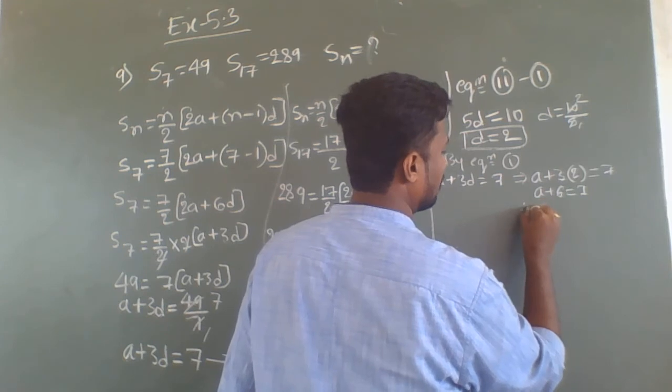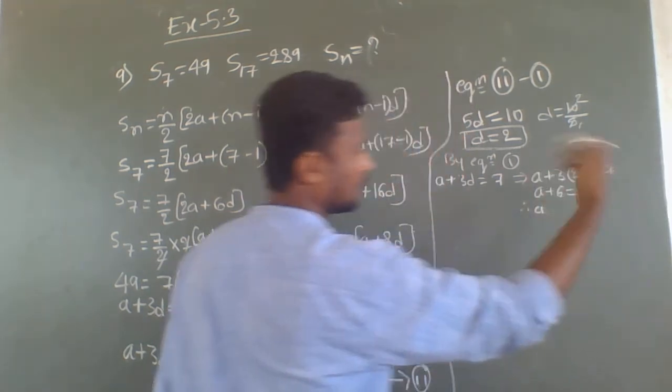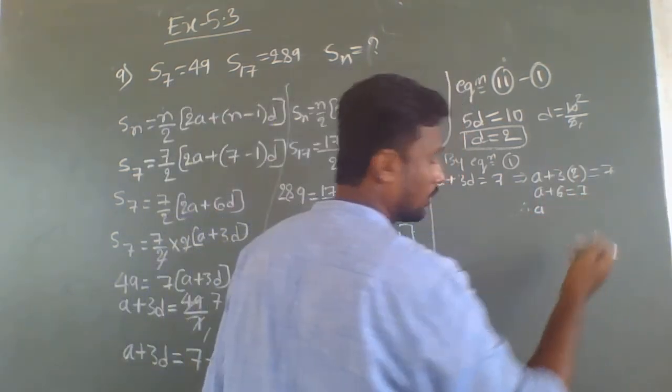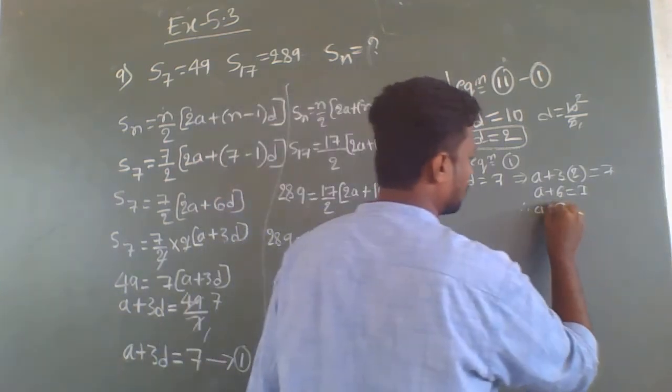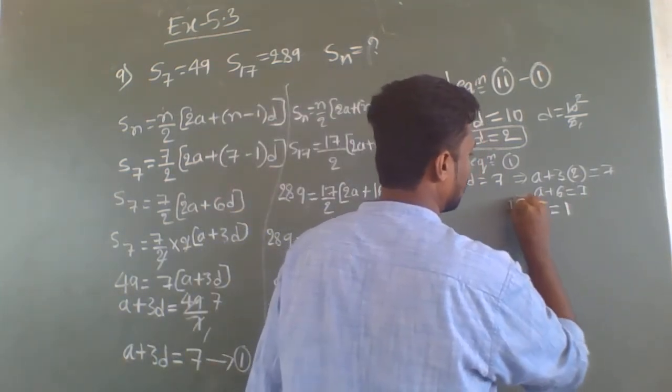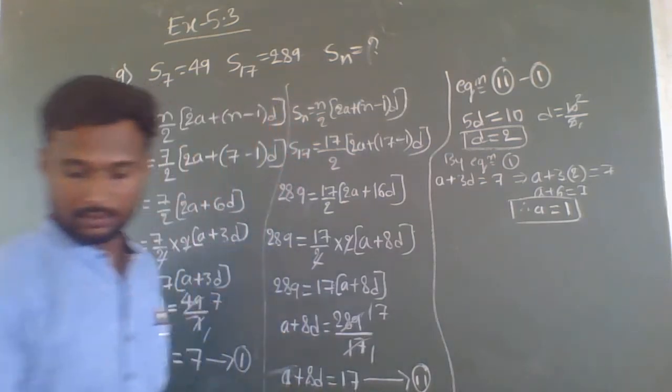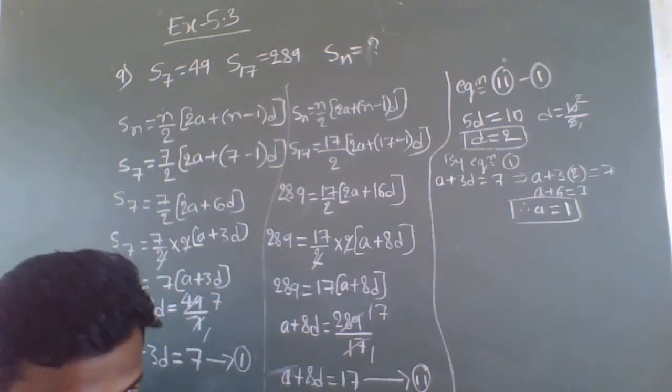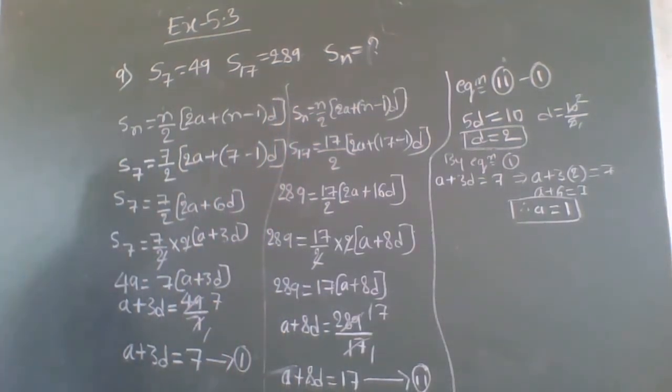Therefore, for the A value, I will move this 6 to the other side. So 7 minus 6. What is the value of 7 minus 6? 1. Now I got the value of A. Now I got D and A values, so now I can calculate the Sn value.